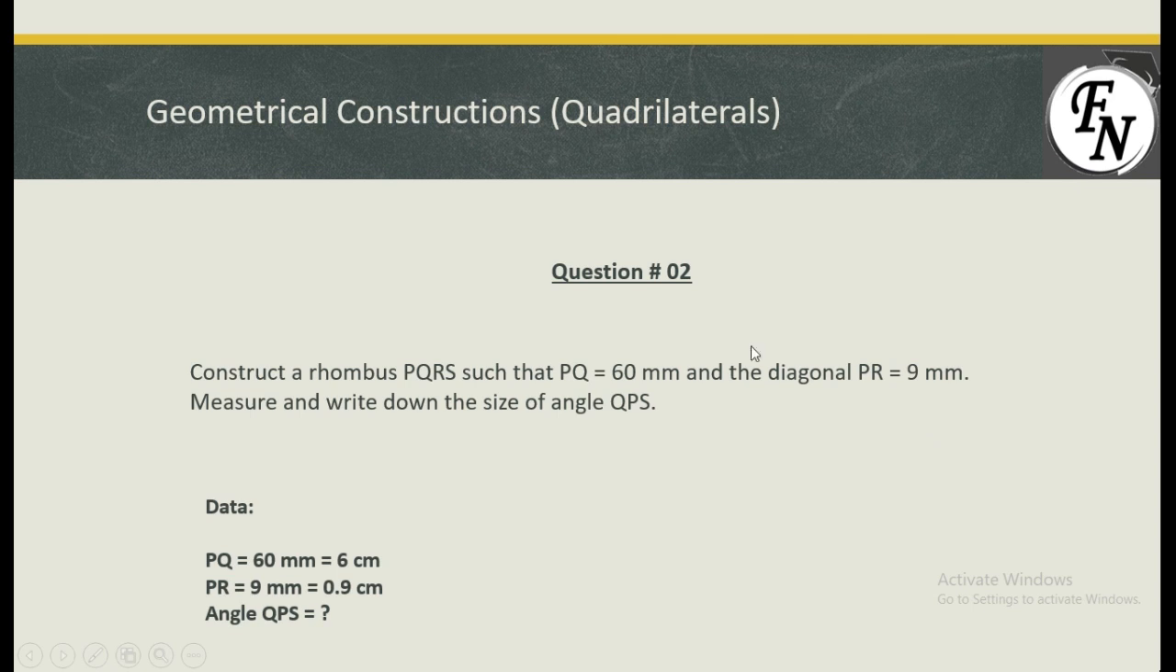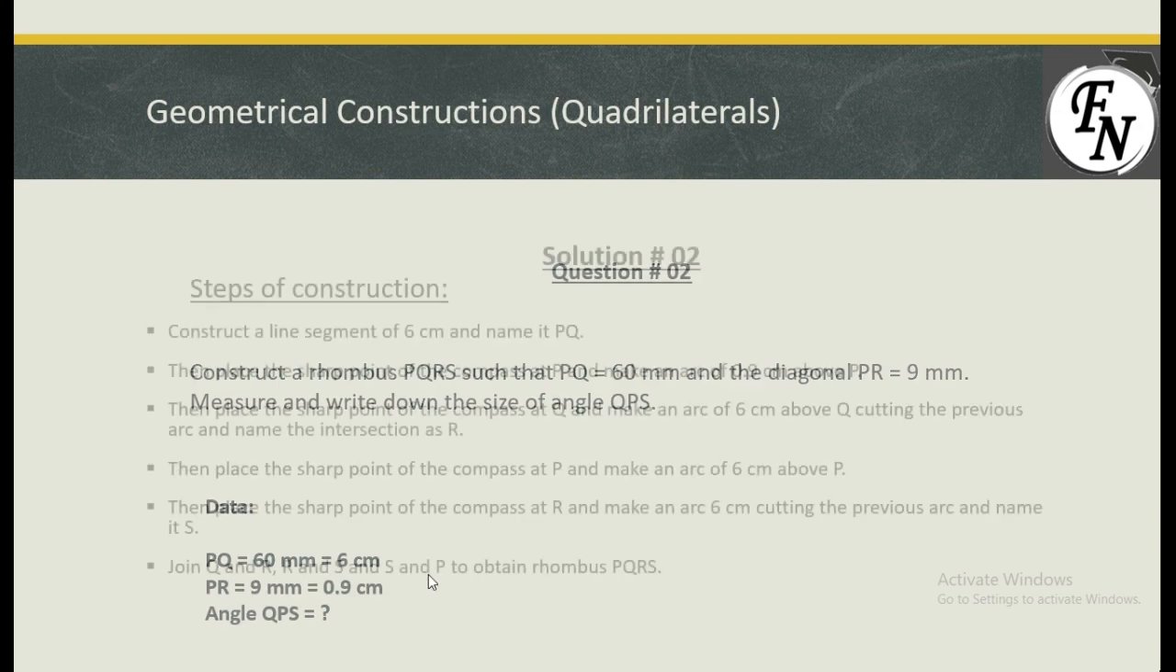So in this we have been given that the diagonal is PR, that is 9 millimeters, and we know that we always do construction in centimeters, so I will convert this millimeter into centimeter. 1 centimeter is 10 millimeters, so I have divided both the values by 10 to obtain PQ as 6 centimeters, and PR is 0.9 centimeters. So let's look at the steps of construction.